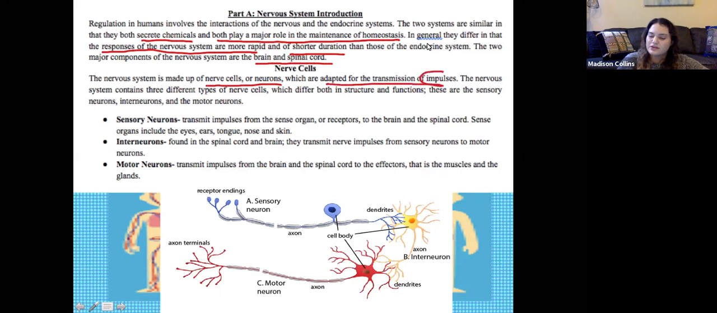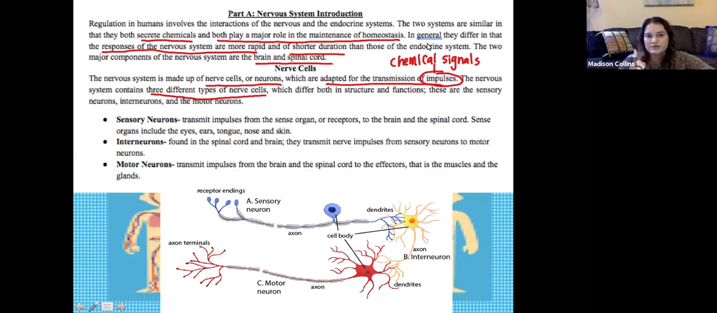Now, when we see this word impulses, we're just talking about chemical signals that the nervous system sends. So impulses are chemical signals. The nervous system contains 3 different types of nerve cells, which differ both in structure and function, meaning they look different and they do different things. There are the sensory neurons, interneurons, and the motor neurons. And below, I'm going to tell you what each of those things do.